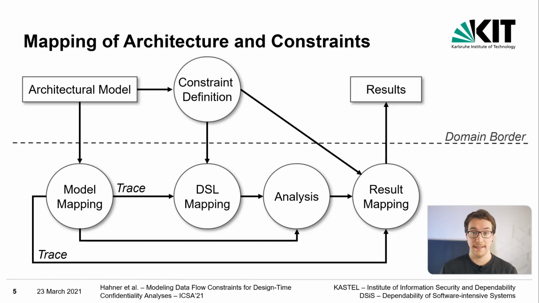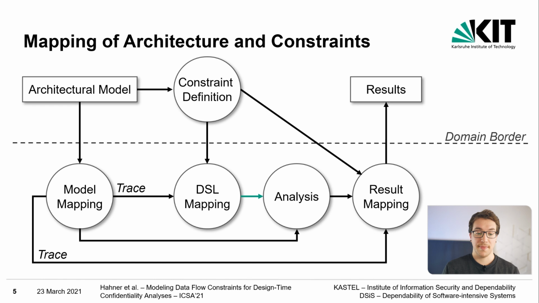In order to use this DSL, a mapping to the analysis formalism is required, which is compliant to the mapping of the architectural model. First, we define our data flow constraints which reference the architectural model, for example by referencing characteristics or annotations. The DSL mapping takes these constraints and transforms them to the analysis formalism, which also requires tracing information since we need to know the originating architectural model elements and their transformation results.